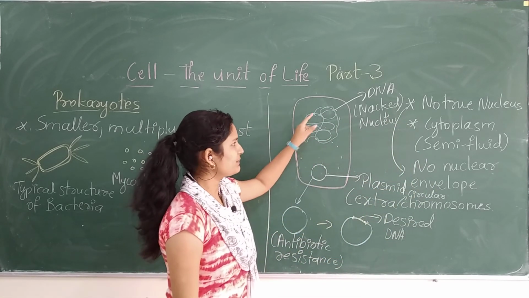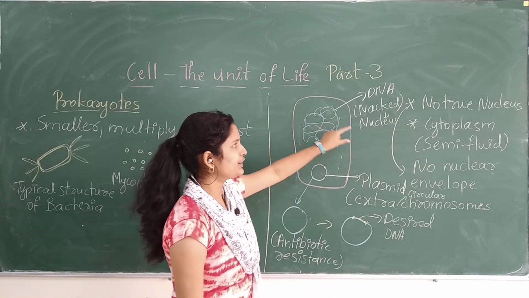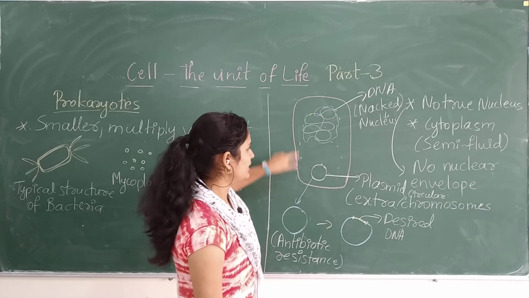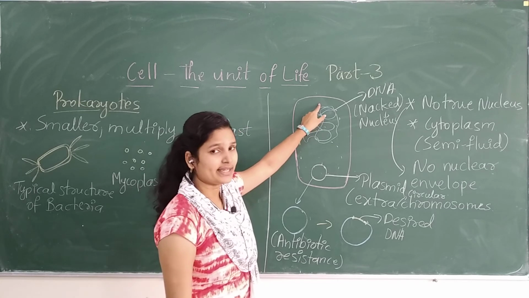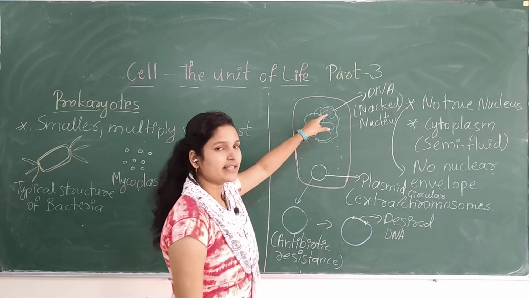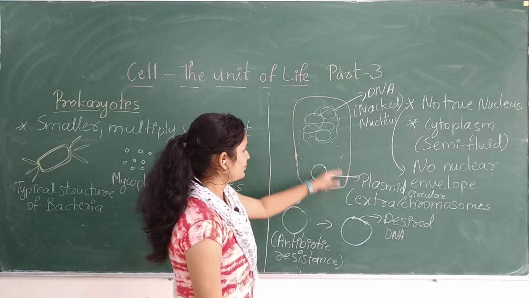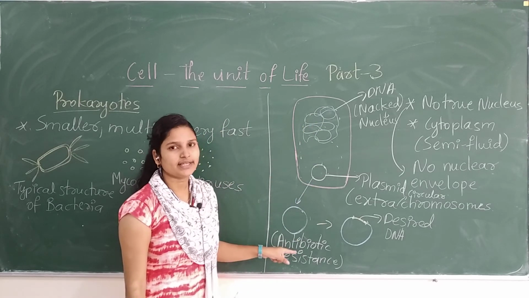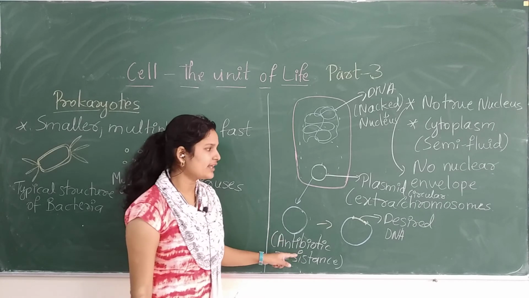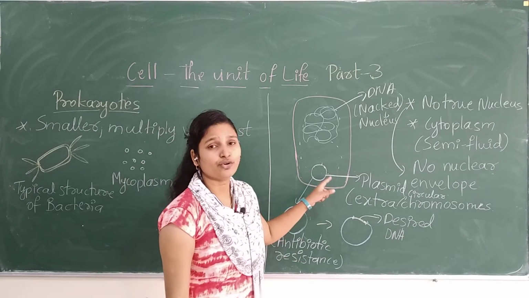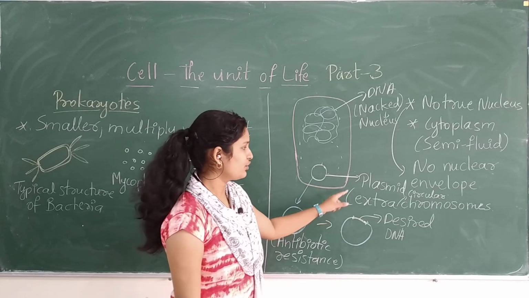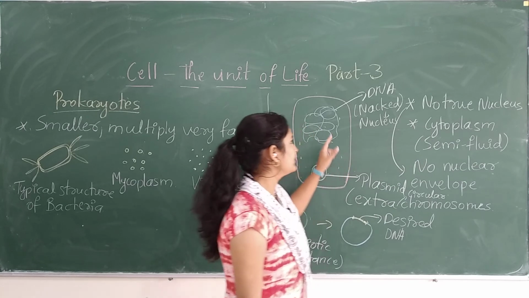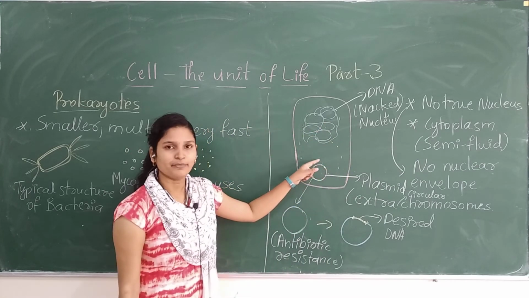So the nucleus is not present, so we call it a naked nucleus, and the DNA will be present, and the outer protective layer will be present. We will study that a bit later. And the plasmid will be there, which is helpful in antibiotic resistance. It is unique to the prokaryotes. It is an extra circular chromosome. There will be absence of a nucleus, and the cytoplasm, the semi-fluid, will be present.